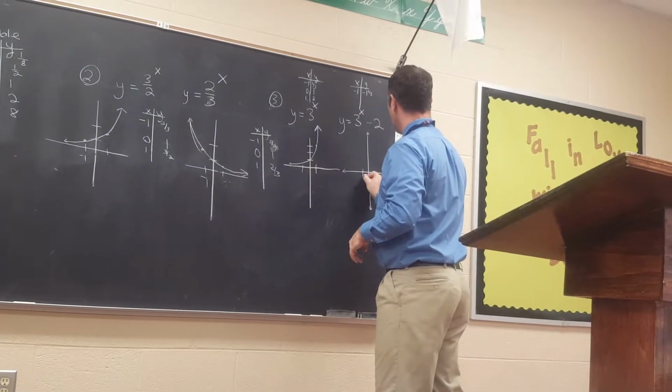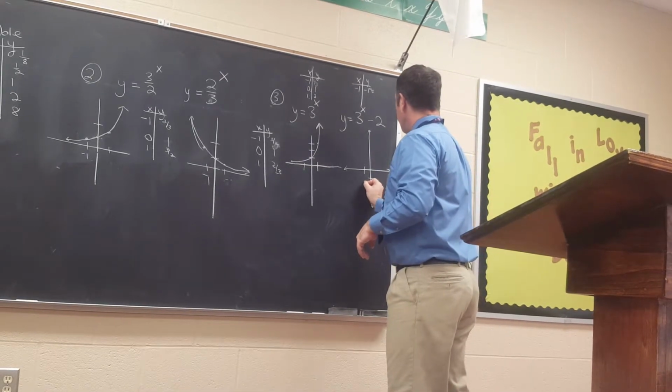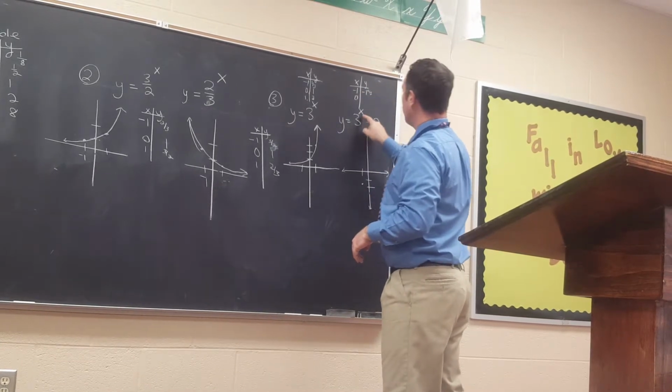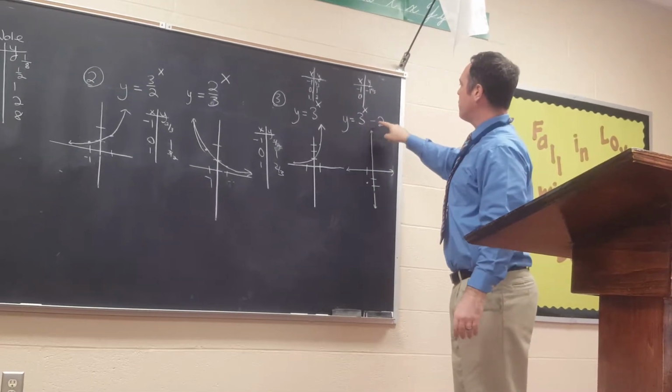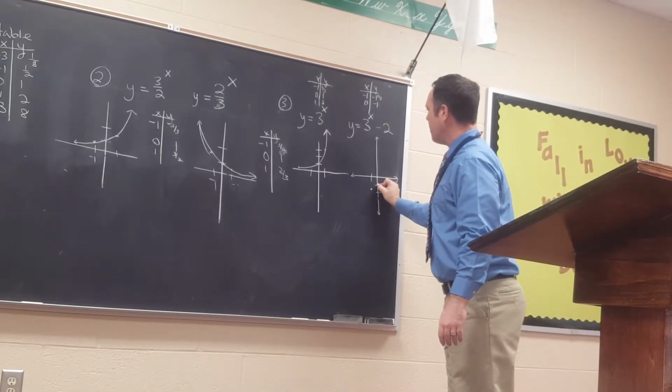So graph that. Approximately, that'd be about here. All right, we put in 0. Now 0 is going to be 1 here. 1 minus 2 would be -1. So we get the point 0, -1.